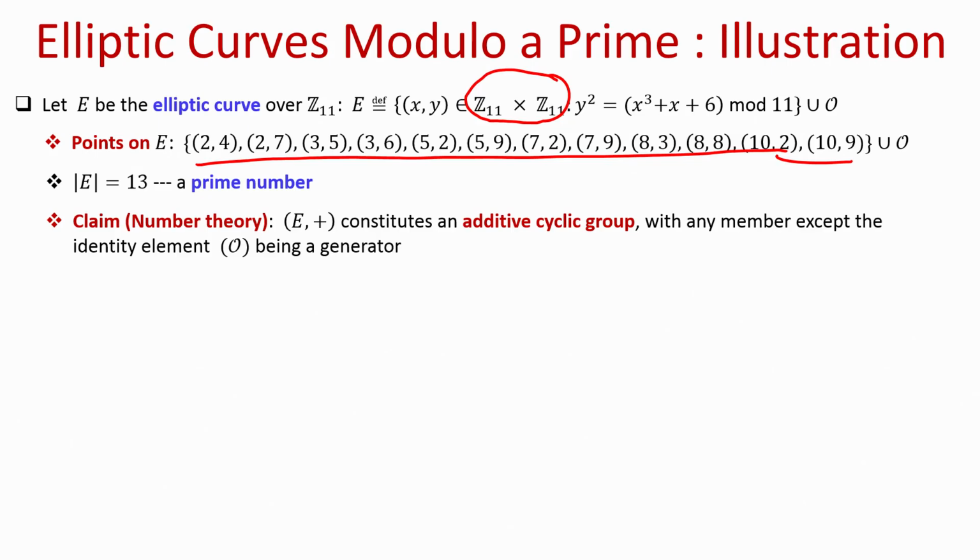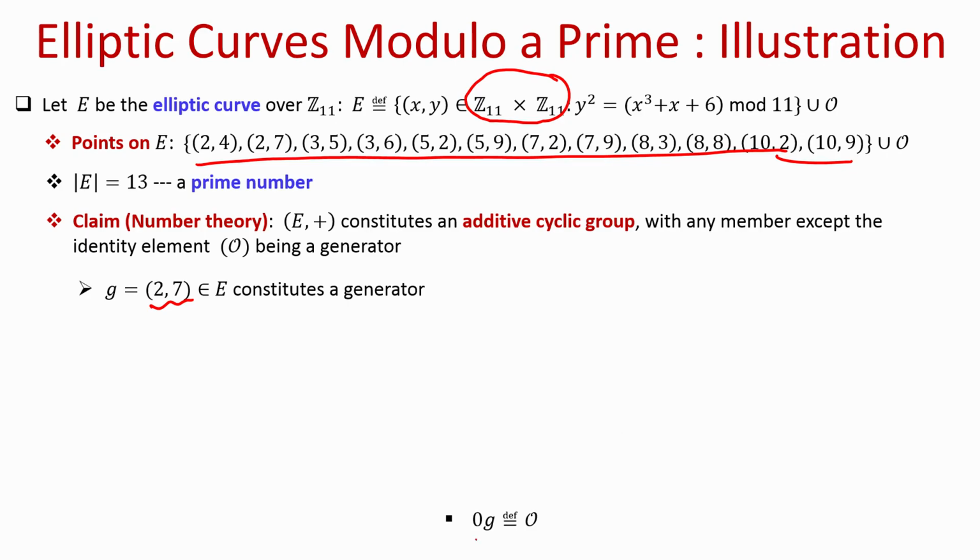constitutes an additive cyclic group, and since the order of this group is a prime number, every element in this group except the identity element, which is the point at infinity, can be taken as the generator for this group. So, for instance, we can take the element (2, 7) belonging to the set E, which is a non-identity element, and you can verify that indeed it constitutes a generator, namely different multiples of this element (2, 7) will give you all the elements of the set E.